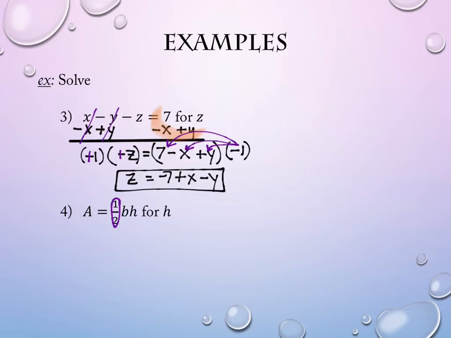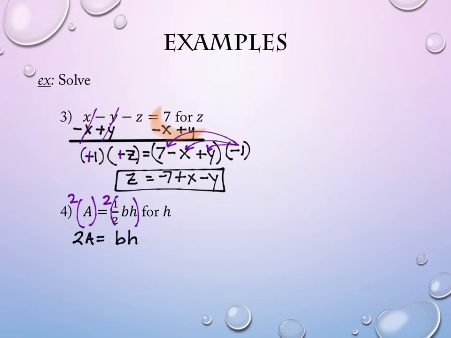Right, you're right. So we could multiply by 2. Dividing by 1/2 is the same as multiplying by 2 because they are reciprocals. If you divide by 1/2, you're just going to have more simplification to do at the end. So we're going to multiply by 2. So now I have 2a equals bh.